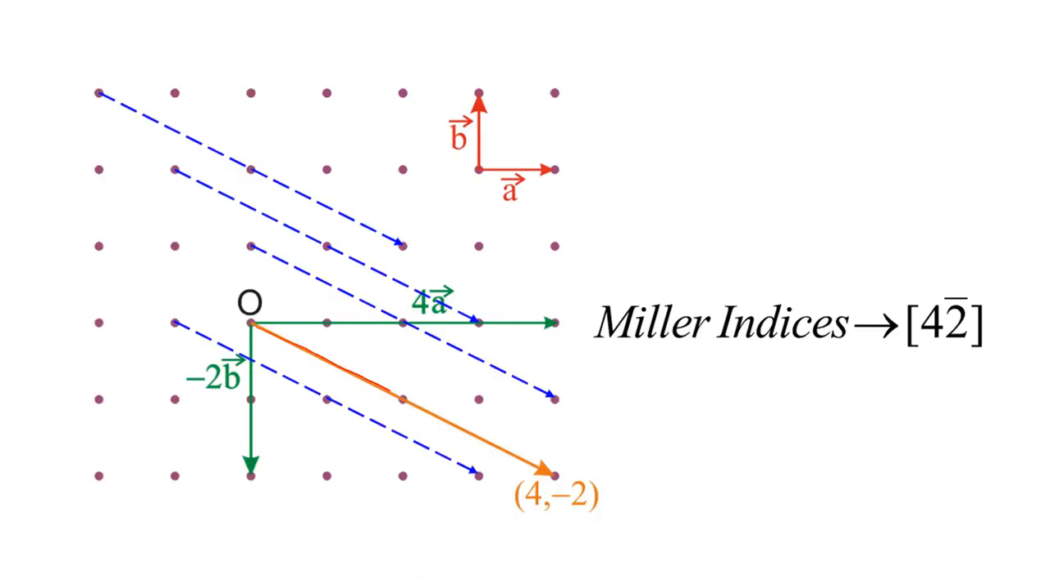So we have drawn this line. Miller indices also indicate lines which are parallel to each other. Parallel lines will have the same Miller indices, like the blue lines given over here.